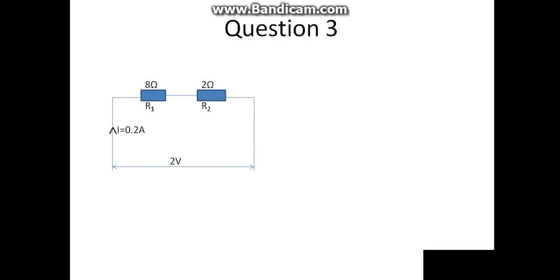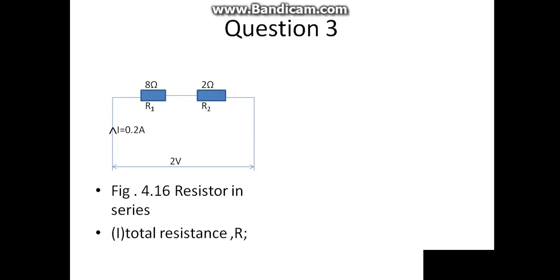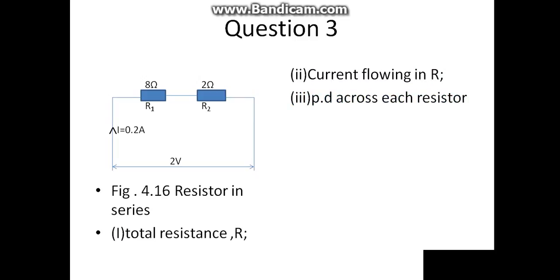Question 3. Figure 4.16, the resistors are in series. I, calculate the total resistance capital R. II, calculate the current flowing in capital R. III, calculate the potential difference across each resistor.